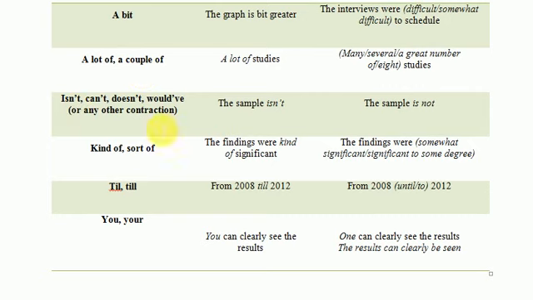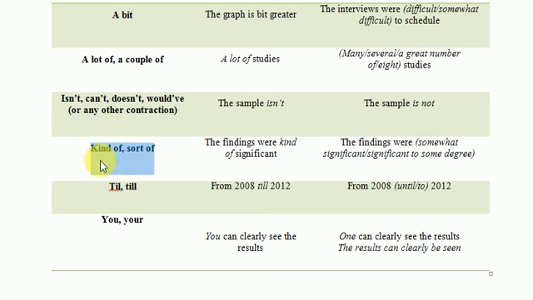And contraction is not allowed. You should know that contraction is not allowed in formal writing. Instead of writing isn't, you should write is not, cannot, does not, would have, etc. So you cannot write contractions in academic or formal writing.